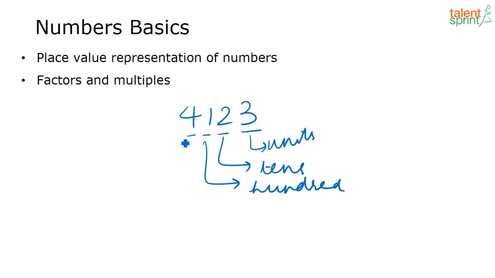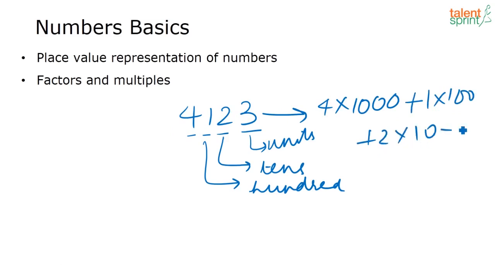Now, how do I represent this number in the expanded form? All this is what you have learned, I am just recollecting it for you. It is nothing but 4 into 1000, because the place value of 4 is 1000, plus 1 into 100, plus 2 into 10, plus 3.